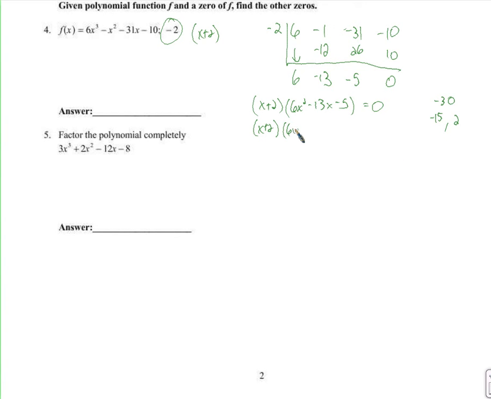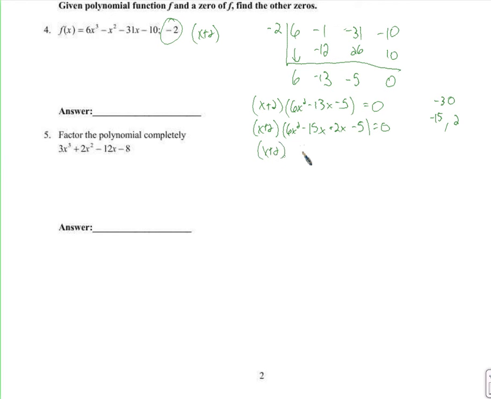So 6x squared minus, what would be easiest? Maybe do, it doesn't matter, 15x. I could do minus 15x, or I could do plus 2x. Doesn't matter the order that I write these. Oh, maybe I should have, whatever. We're just going to keep going here.